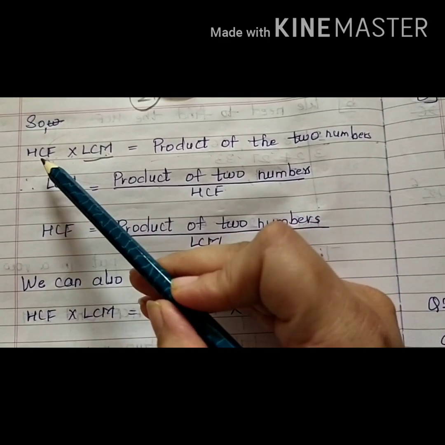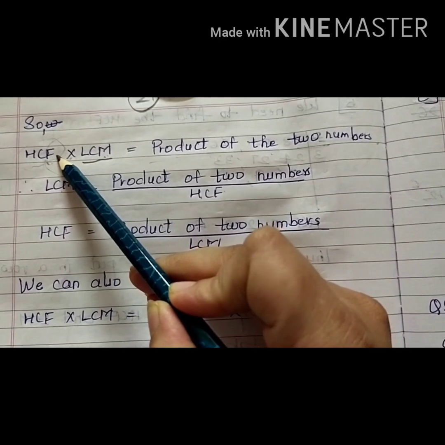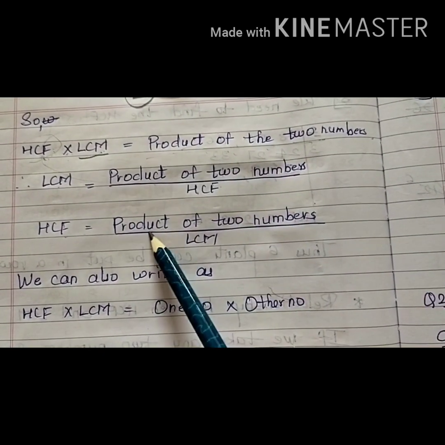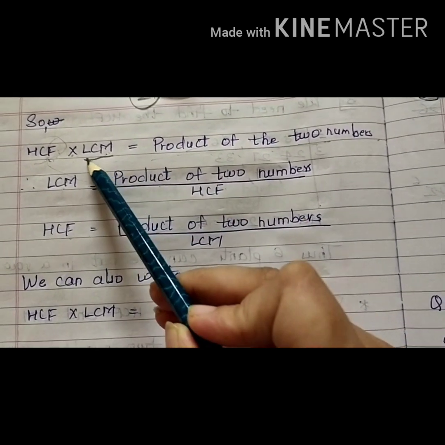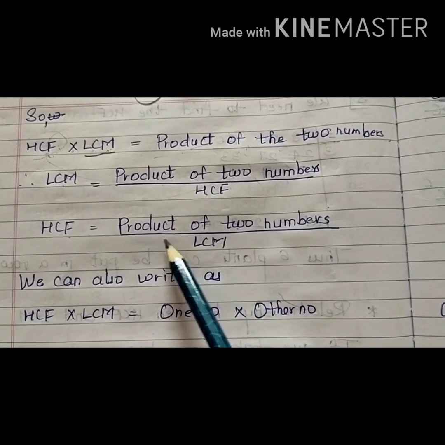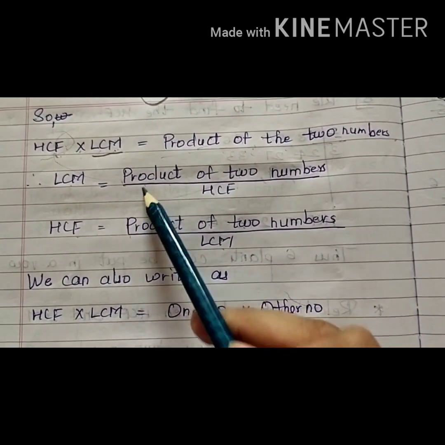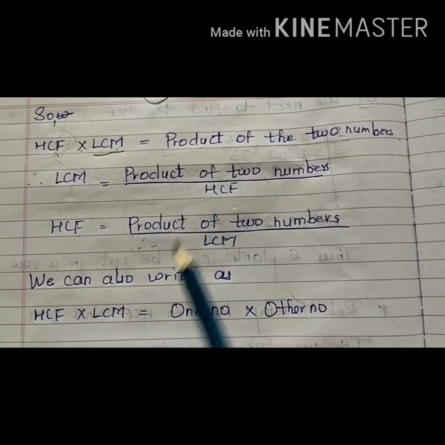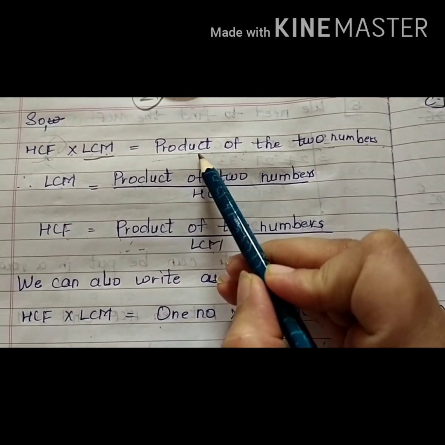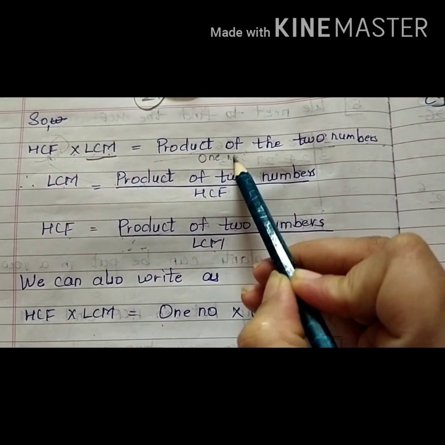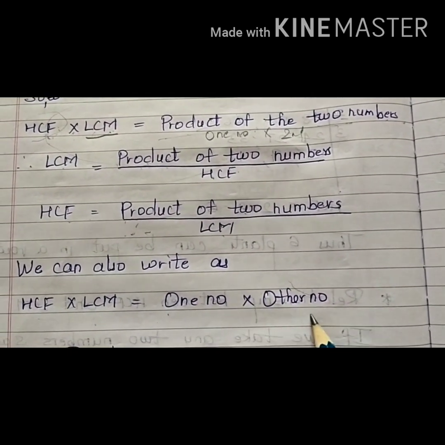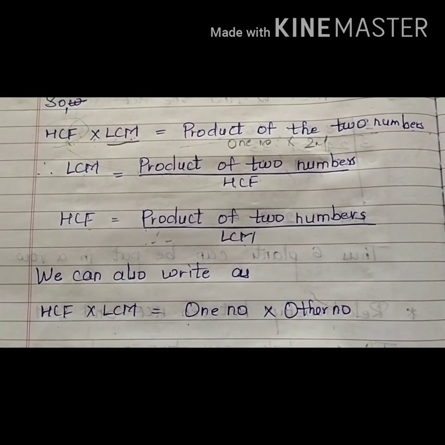And similarly, if I have to find HCF, keeping it as an unknown term on one side, the product of the two numbers will remain constant on the right hand side. I will be shifting LCM over here. So the formula becomes product of two numbers divided by LCM. So these are the two formulas of HCF and LCM. We can also write, children, as we all know, that the product of two numbers is nothing but one number multiplied by the second number. So this also can be considered a formula in a few of your sums.